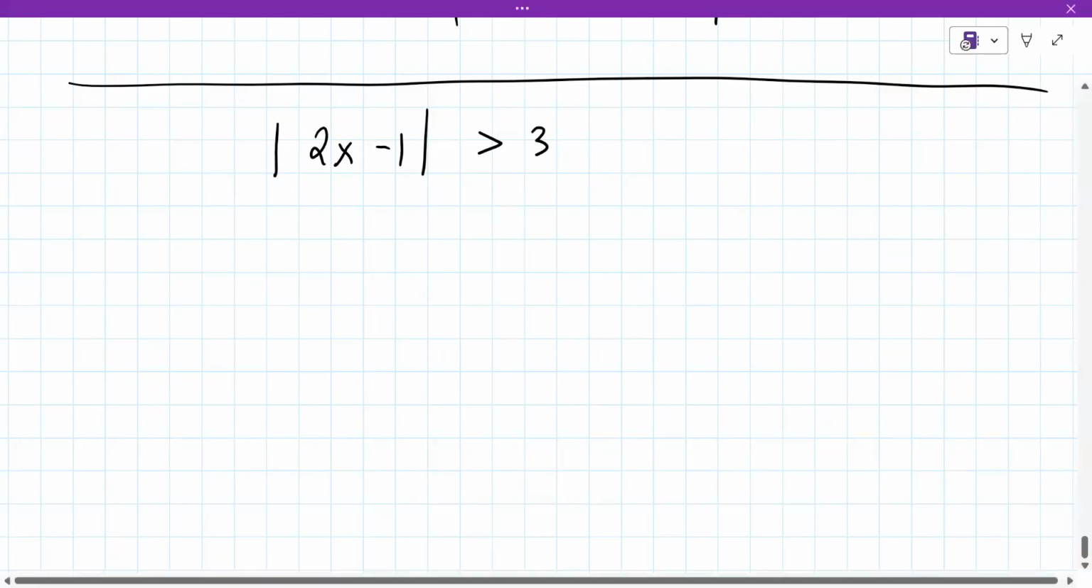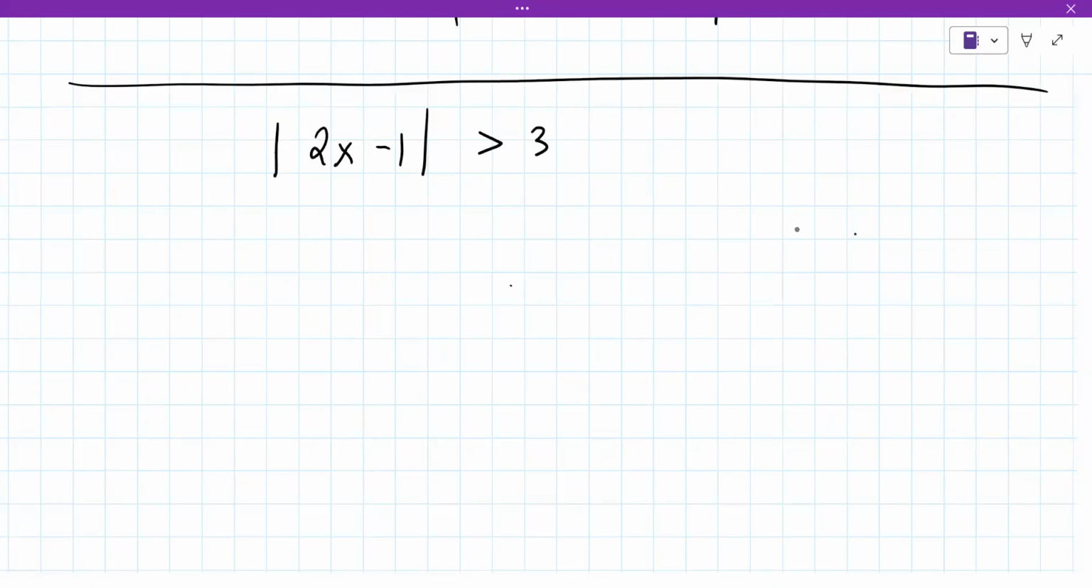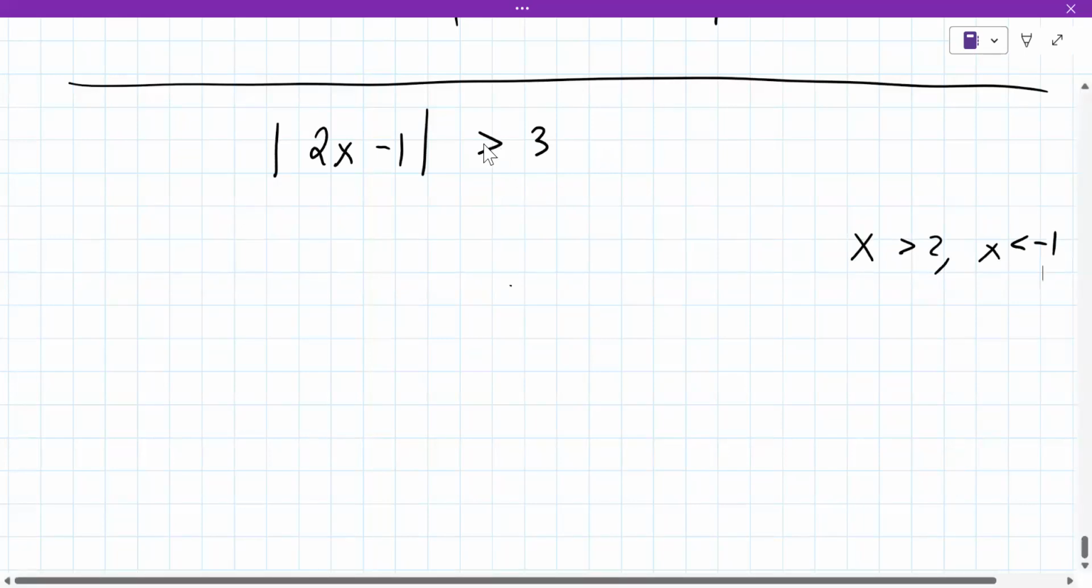X is greater than 2. X is less than or equal to -1. So when it's a less than or greater than, if like in this case it's greater than, when it flips, it goes to a less than. There's no sign underneath like that.